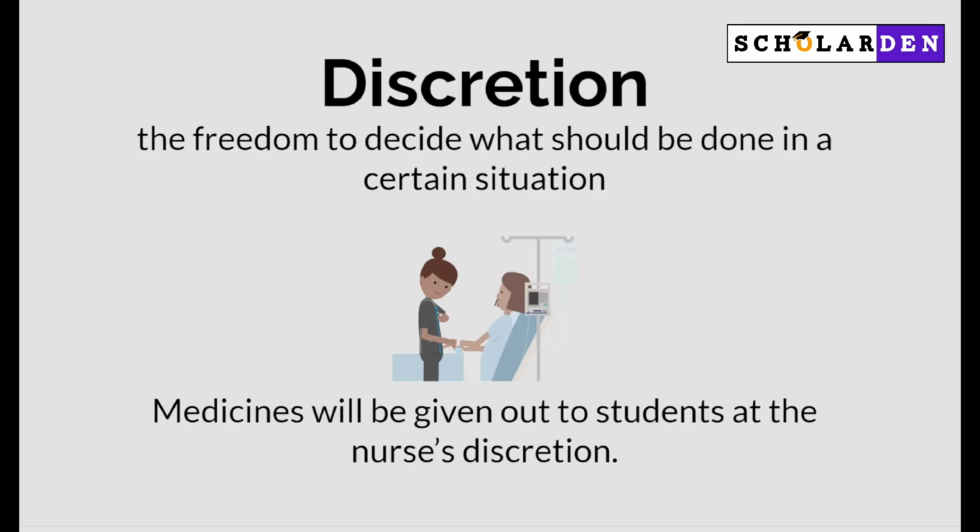Discretion. Discretion is the freedom to decide what should be done in a certain situation. So if you have discretion, that means it's up to you. For example, medicines will be given out to students at the nurse's discretion. Or you could say, how much homework to assign was left up to the teacher's discretion. So the teacher decided in that case.